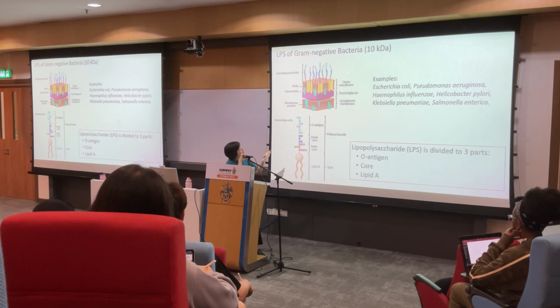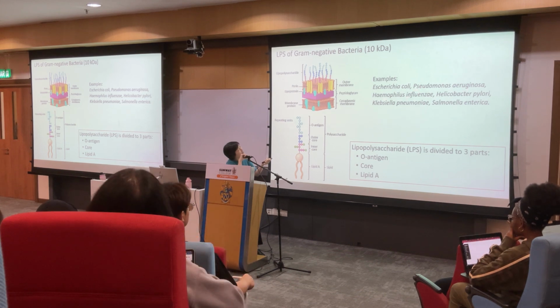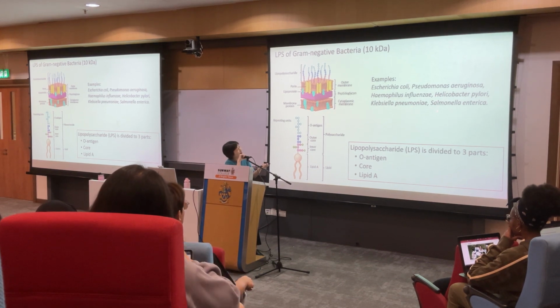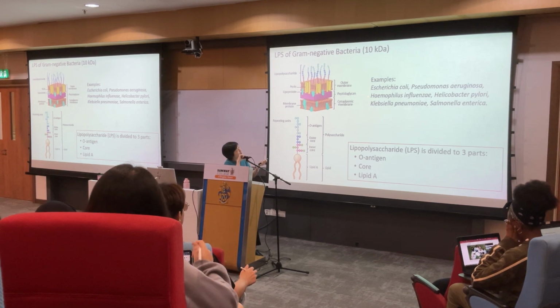And those gram-negative bacteria who have this LPS include Escherichia coli, Pseudomonas aeruginosa, Haemophilus influenzae, Helicobacter pylori, Klebsiella pneumoniae, and Salmonella enterica. So those are very, very common gram-negative bacteria, and they all have their LPS. And I think all of them are pathogenic in certain stages.